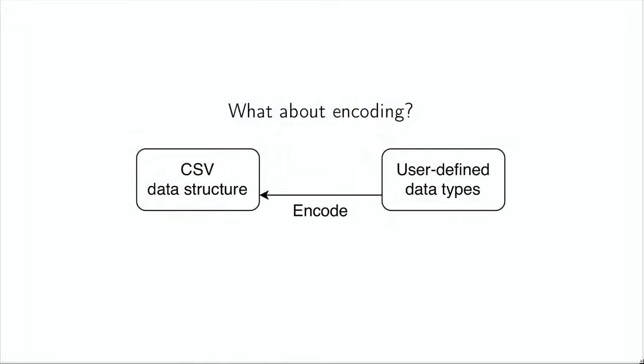And you'll say, all right, well, that's decoding. That's one direction. What about if I've got all my Haskell data types and I need to make CSV out of them? Well, for that, I would use encoding. I would encode to a CSV data structure, and then I would print the data structure to text. Printing the data structure to text is pretty boring, and I don't have much to say about it. But I will tell you all about encoding.